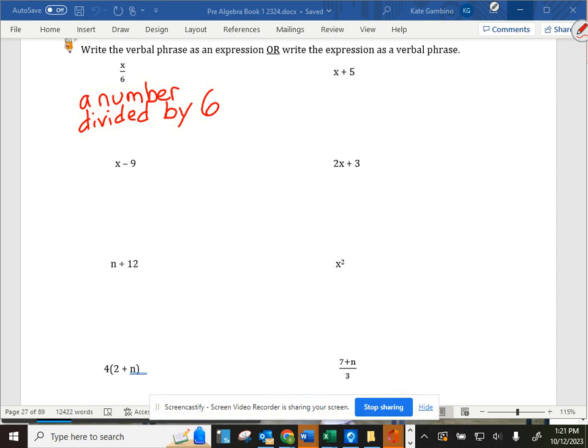Questions on this? Jude just went over it with us. I wanted to point out that fraction bar, that operation is divide. So when you see a fraction bar, think of it as that division symbol. So the fraction bar means divide.